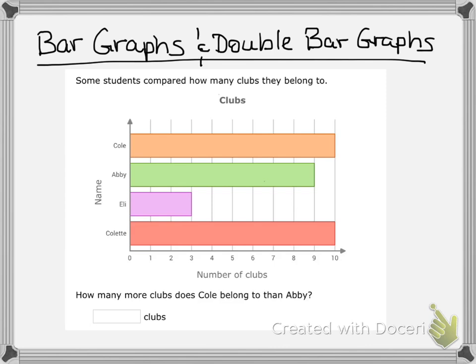Today we're going to be looking at some bar graphs and double bar graphs and answering some questions based on those graphs. So let's get right into it for the first problem. Here we have some students comparing how many clubs they belong to. The title of our graph is Clubs. On the x-axis on the bottom, that tells us the number of clubs they're involved in. And then on the y-axis, the names of the students that were giving the information.